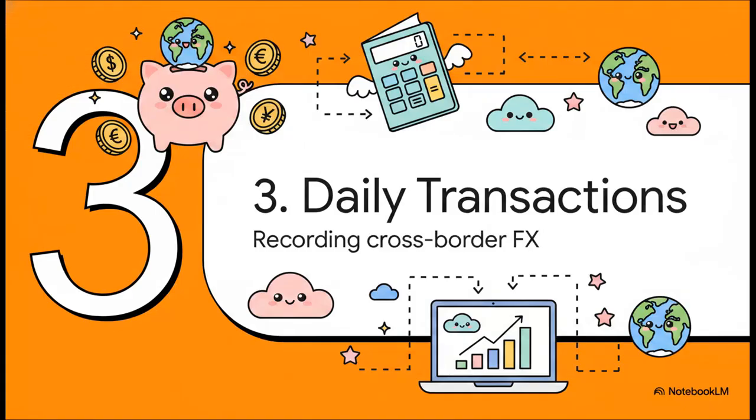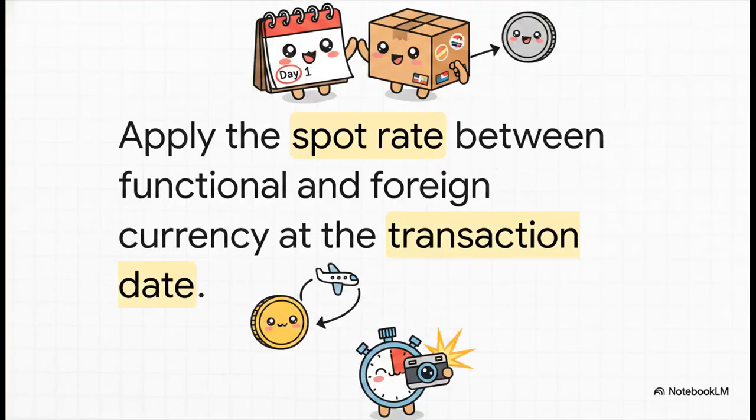All right, Section 3, recording daily transactions. Now that we have our home base firmly established, let's look at what happens when the business actually starts making global moves. On day one of a foreign transaction, let's say you're buying a ton of inventory from overseas, the rule is actually incredibly simple. You just apply the spot exchange rate exactly as it stands on that specific date. You're just capturing the reality of that exact moment in time.